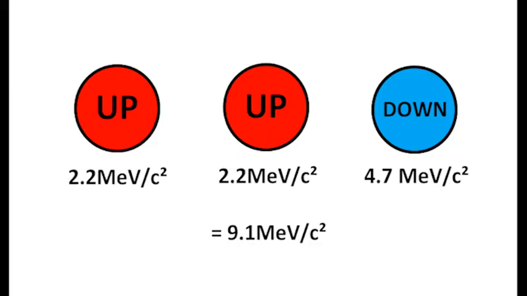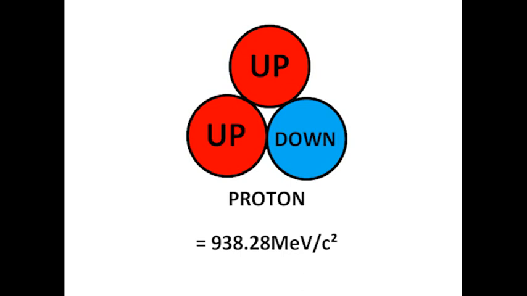This theory also accounts for the apparent transformations of mass and energy. An up quark has a mass of 2.2 megaelectron-volts divided by the speed of light squared. A down quark has a mass of 4.7 megaelectron-volts divided by the speed of light squared, and thus the constituent parts of a proton add up to 9.1 megaelectron-volts divided by the speed of light squared. But the observed mass of a proton is 938.28 megaelectron-volts divided by the speed of light squared.